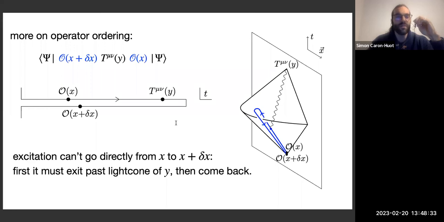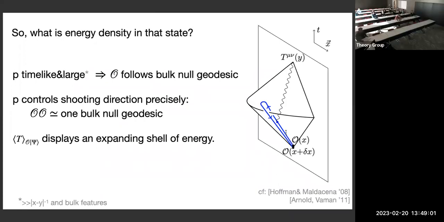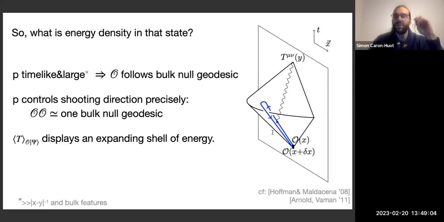So that's just formalism. So what does this energy density actually look like? This was answered by these people several years ago, and essentially, this operator follows some null geodesic in the bulk. And we can control the shooting direction very precisely from the momentum that's conjugate to delta x. But what we see in the boundary is that as this point particle goes deeper and deeper into the bulk, by the radial correspondence, it's supposed to look larger and larger in the boundary, and actually looks like an expanding shell of energy.